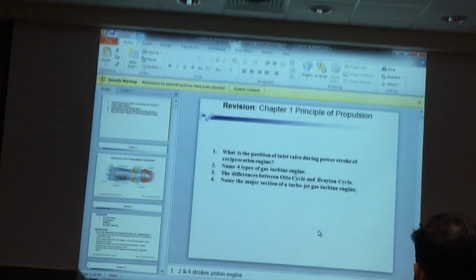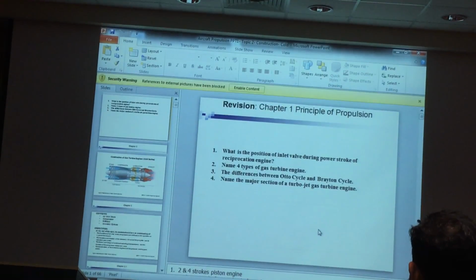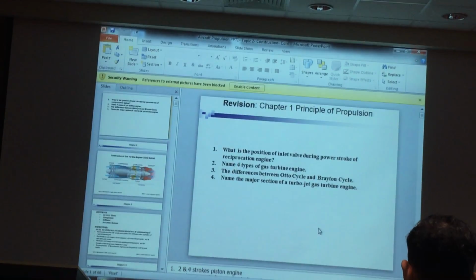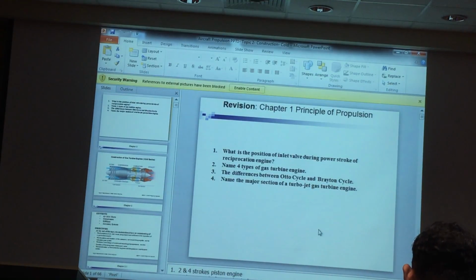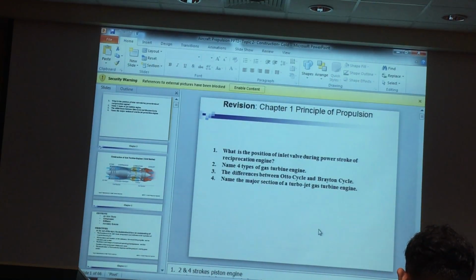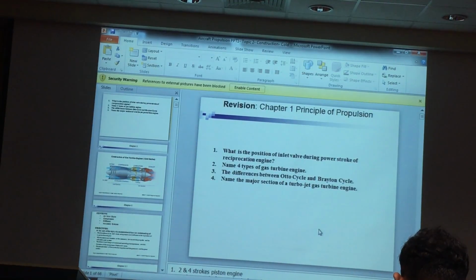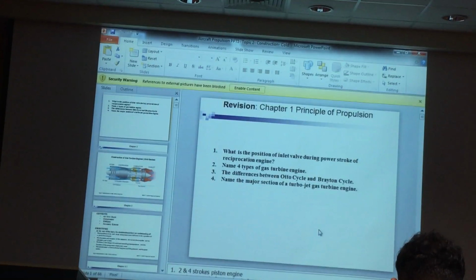What is the position of the inlet valve during the power stroke of this reciprocating engine? Remember the power stroke? When everything ignites and explodes, everything will shoot up. So both your valves must be closed, inlet and outlet. If not, all your gas escapes. Clear? In the power stroke, both valves must be closed. If your valve is dirty and doesn't sit back properly, you are going to lose power. That's why you have to send your car to the workshop to grind the valve, to do the top head overhaul.